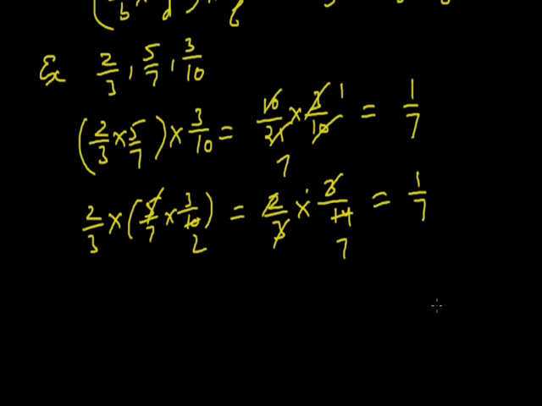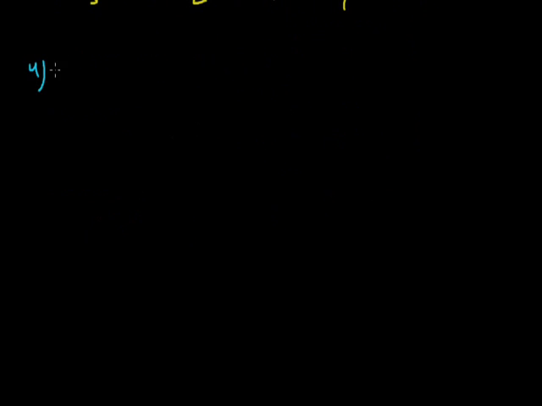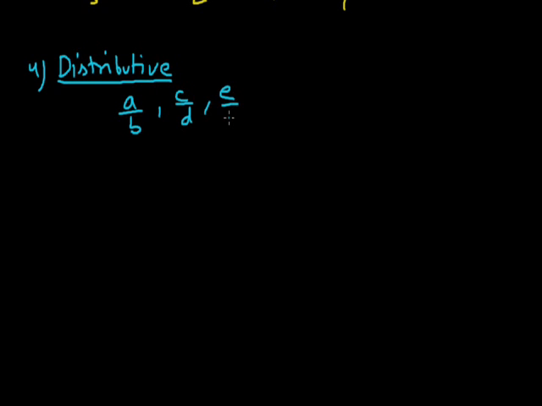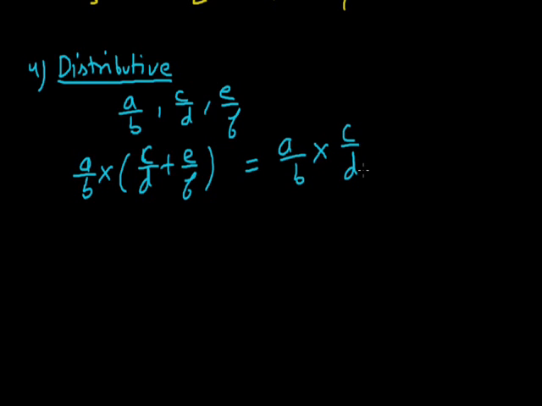Now we discuss the next property of multiplication, that is the distributive property. Let's say I have rational numbers a by b, c by d and e by f. A by b is multiplied with c by d plus e by f. It can be written as a by b into c by d plus a by b into e by f. So here the rational number a by b is distributed among c by d and e by f. So this is the distributive property.